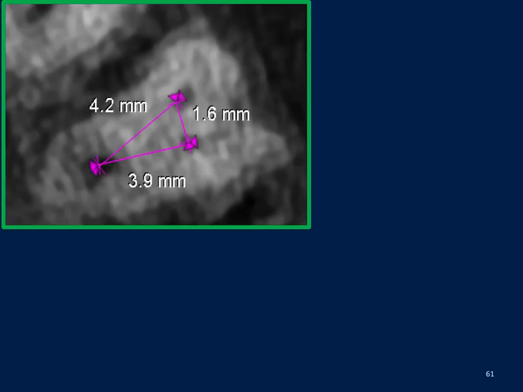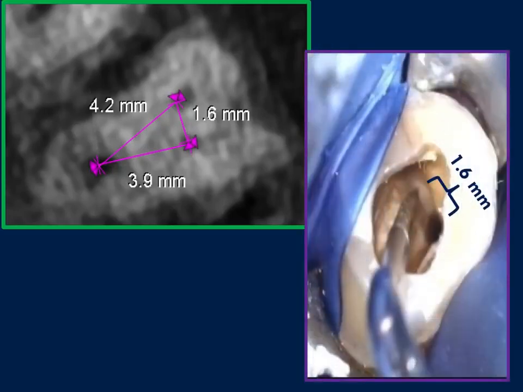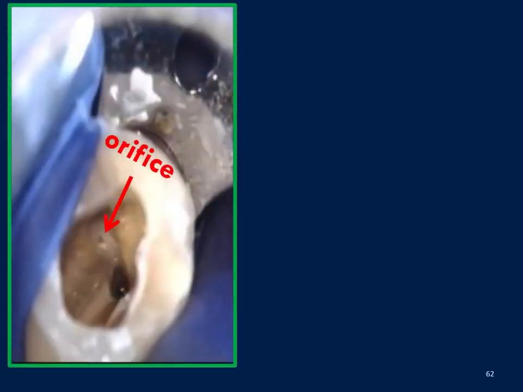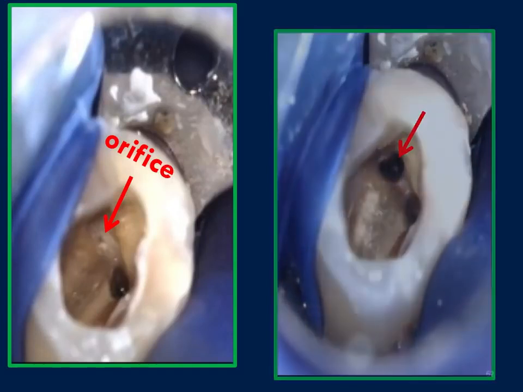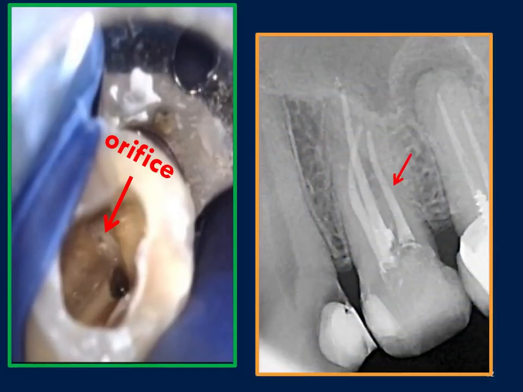So I will take those measurements and then apply them inside the tooth. I will use the ultrasonic tip to enter at the point which we measured. Then I will enter it, then I will enlarge it. Then this is the final result.